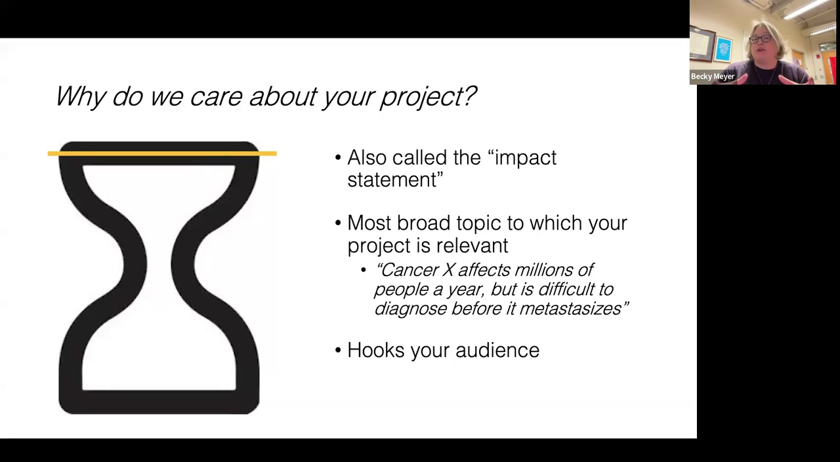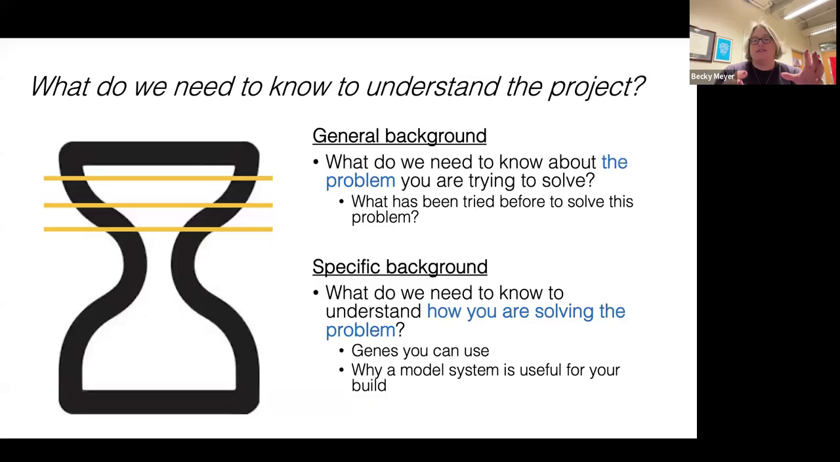So whatever you choose for your impact statement, make sure it is relevant to the actual project you're going to describe, not just that you're saying cancer is bad or slippery roads are bad. You need something that connects into what you're going to talk about next. So after you hook that initial interest, we then move into this upper part of the funnel for your hourglass.